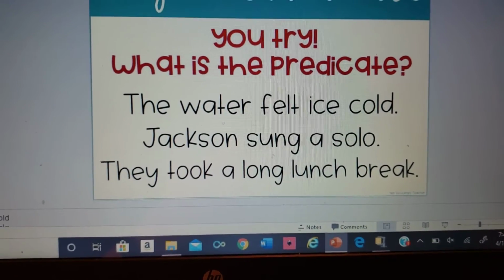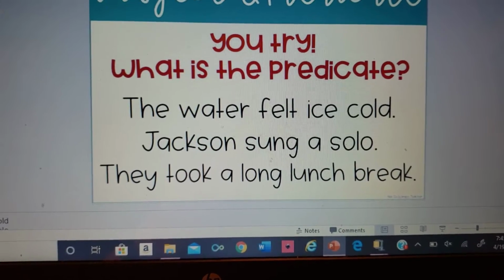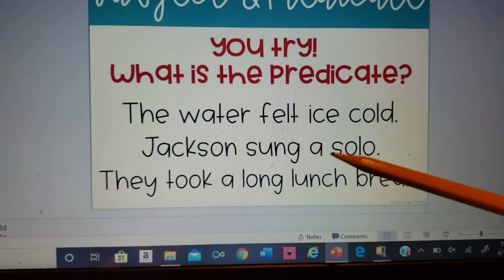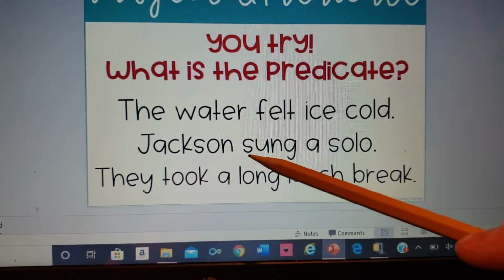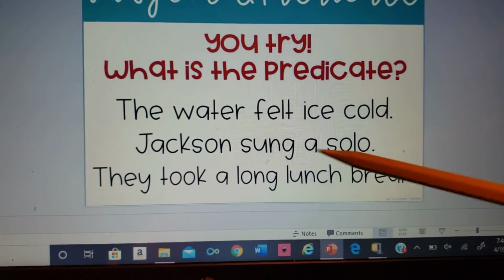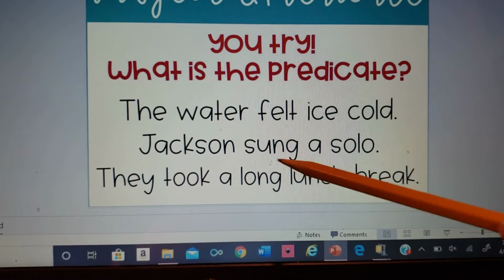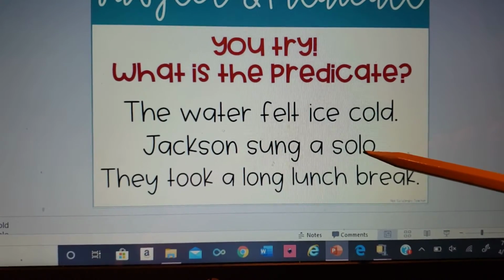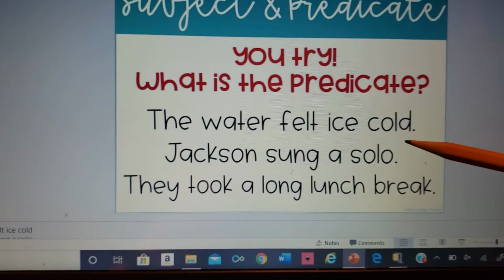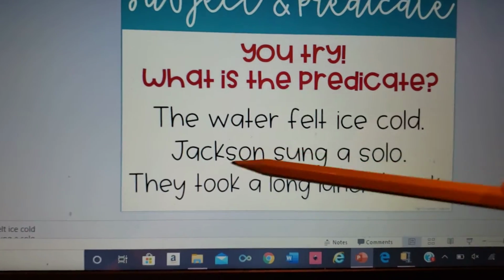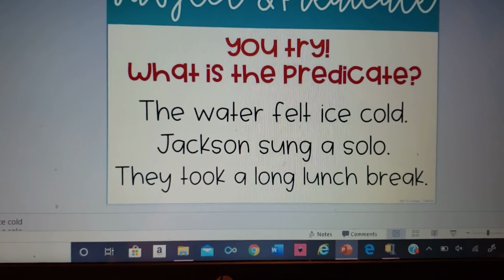What is the predicate of Jackson sung a solo? Jackson sung a solo. The predicate has to tell what's happening. Sung a solo is what's happening. It includes the verb. We would underline these three words. That's the predicate of the sentence. The subject is what? The subject would be Jackson because it tells who.